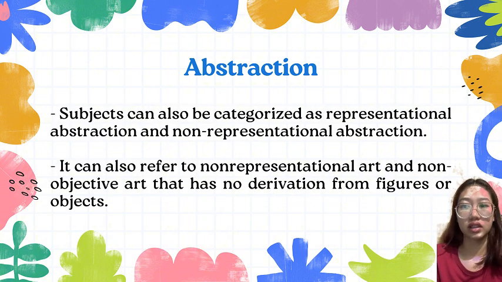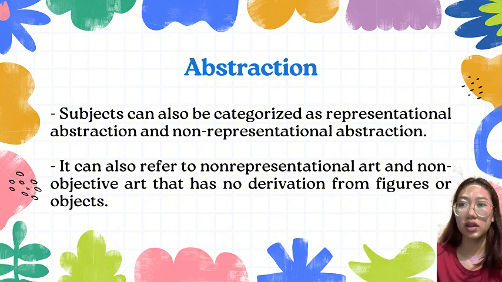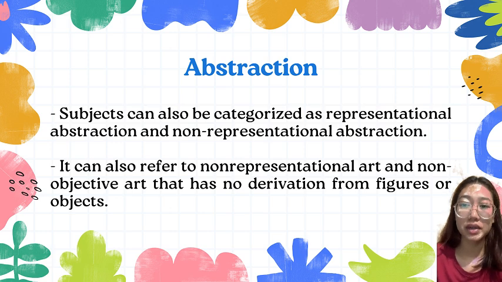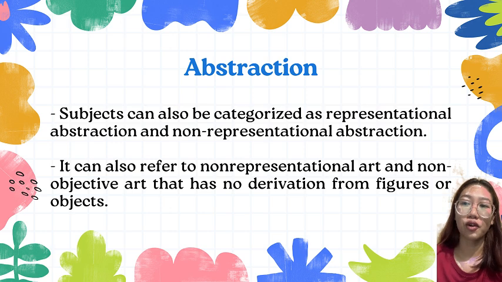Abstraction exists on a continuum. On one end, there is representational abstraction, where the subject is still recognizable but altered in form, such as a distorted face or a stylized landscape. On the other end is non-representational abstraction, also called non-objective art, which has no connection to any visible objects or figures at all.